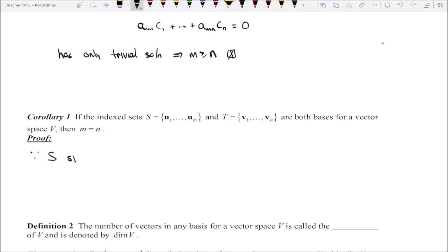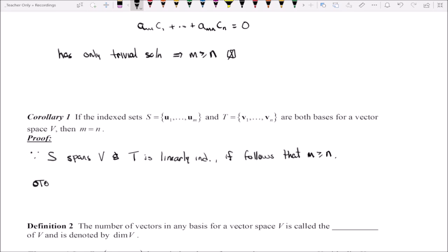So since S spans V and T is linearly independent, we know this. From the previous theorem, we must have that the number of vectors in S must be greater than or equal to the number of vectors in T.